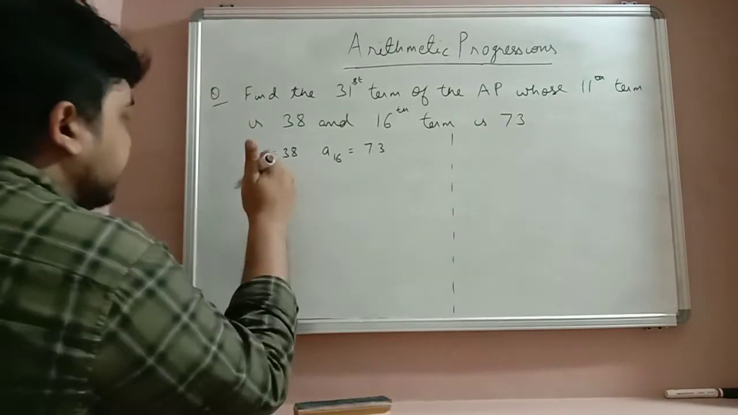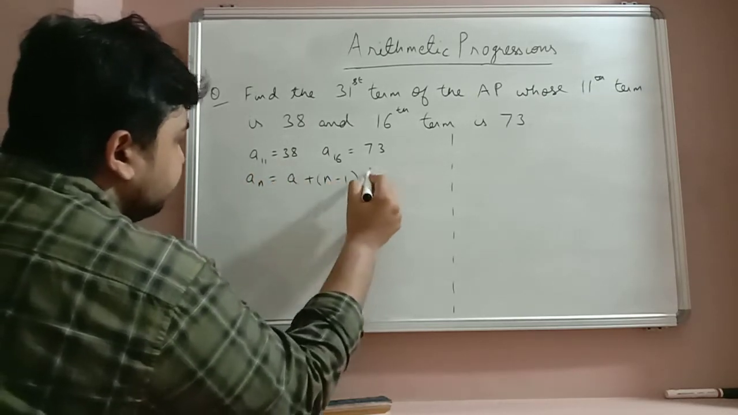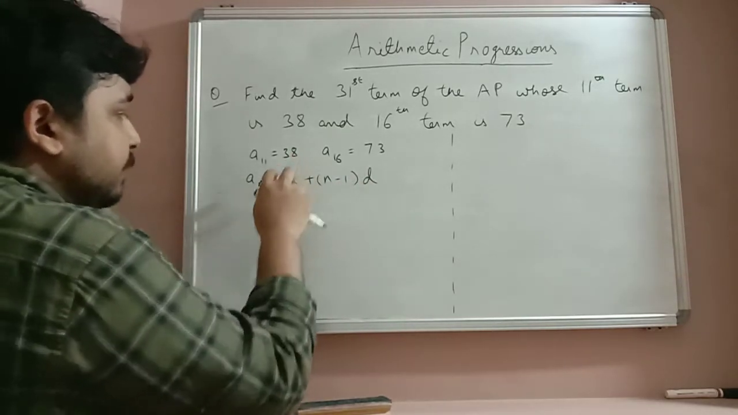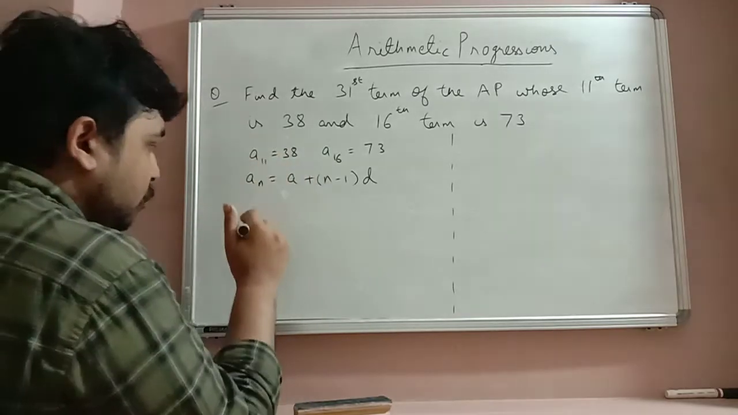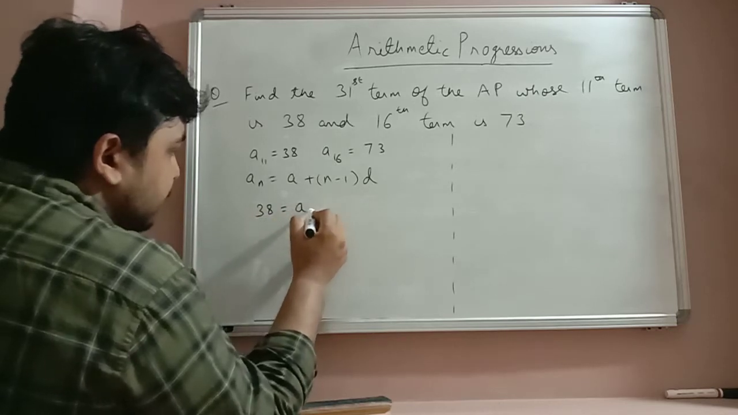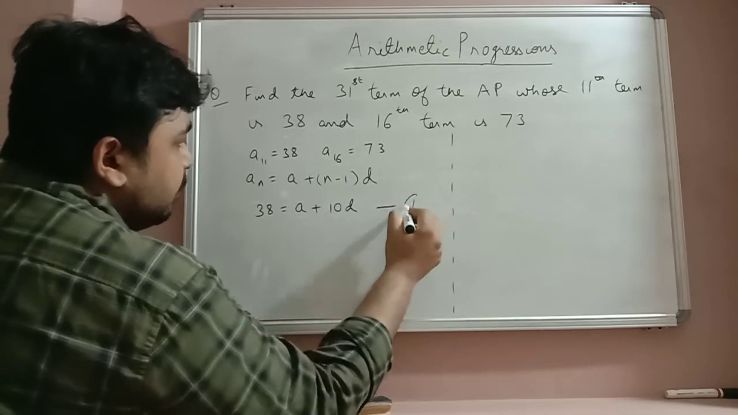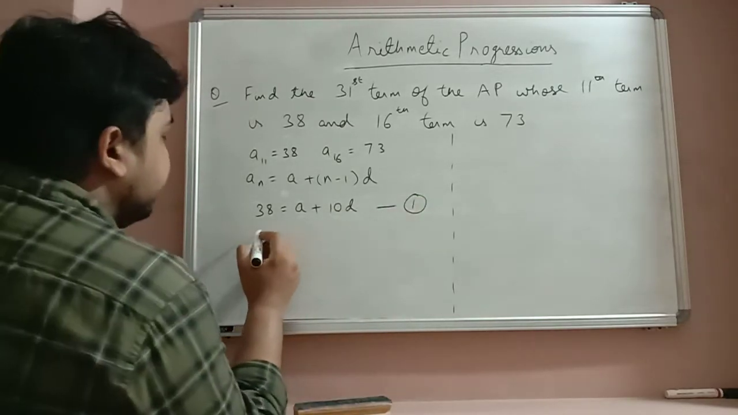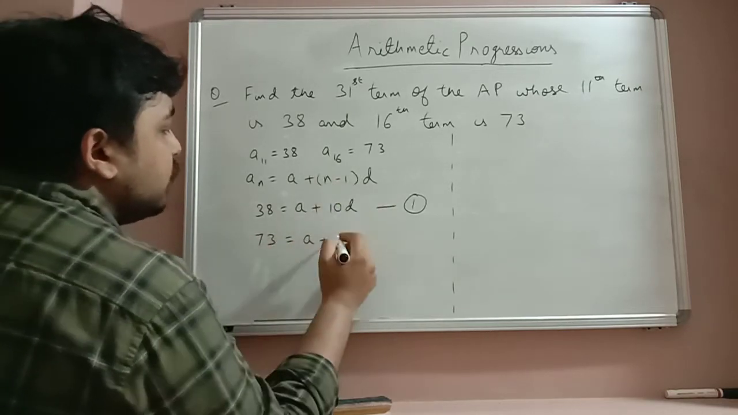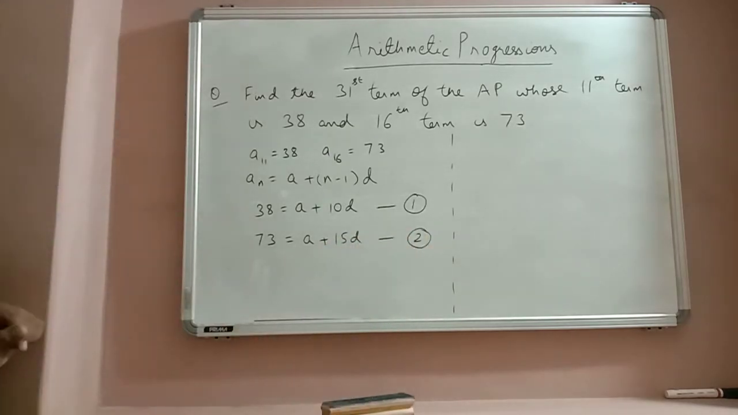Now using this expression, the formula an equals to a plus n minus 1 into d, we can easily determine two equations in two variables, that is a and d. Let's do that. We have A11, that is 38, equals to A plus 11 minus 1, that is 10D. So equation number 1 is this. And our second equation is 73, that is A16, equals to A plus 16 minus 1, that is 15 times D. This is our equation number 2.